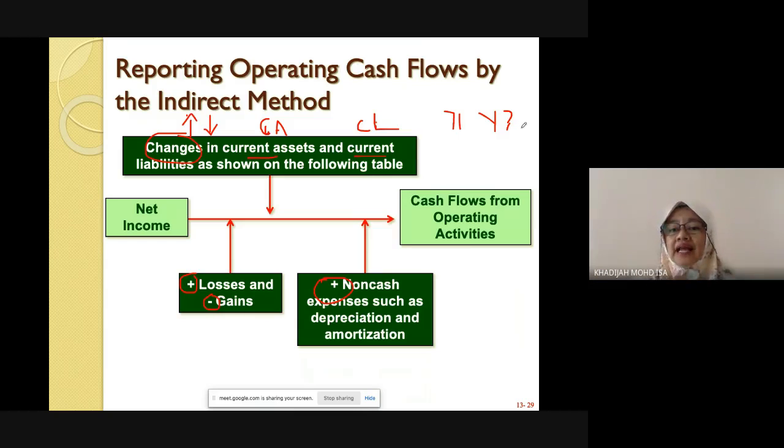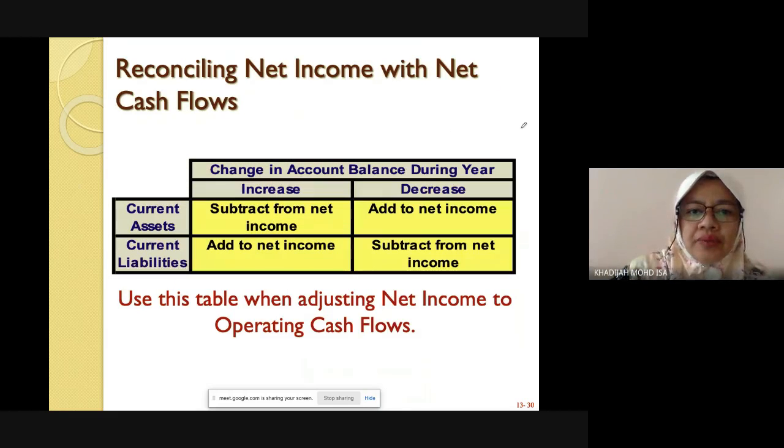Similarly, for your current liabilities, you have accounts payable, you have wages payable. Anything payable is your current liability. So you compare between the previous year and the current year. Is there an increase or decrease in terms of each item of your current liabilities? So you're going to take note of that, because this will make you do some adjustment in arriving at your net cash from operating activities.